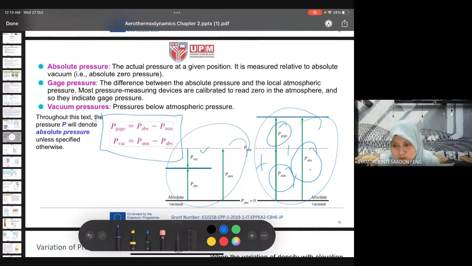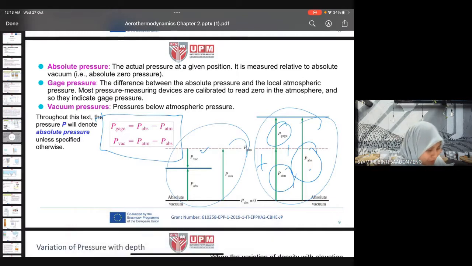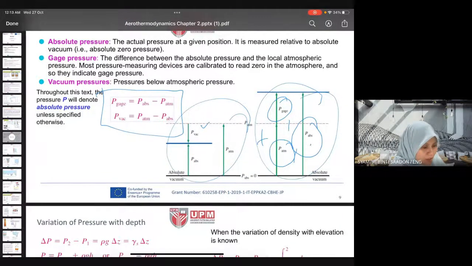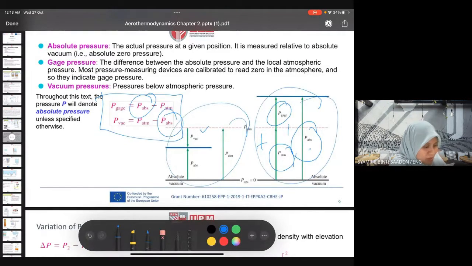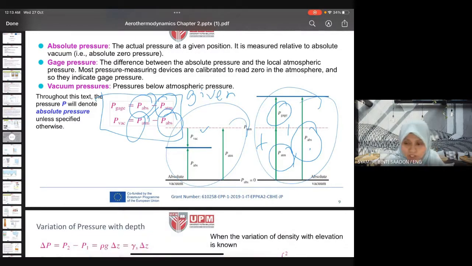You can just apply these equations, because normally we just want to calculate this and this. We want to know this. The atmospheric pressure is basically given in the literature. Absolute pressure is the one that you will want to measure.